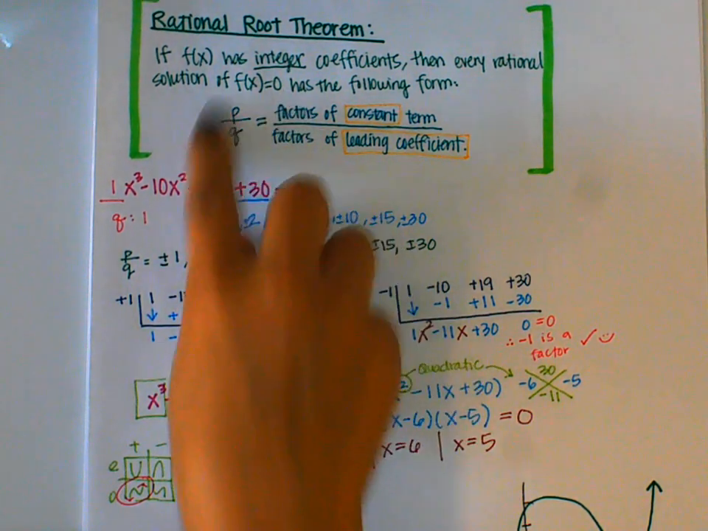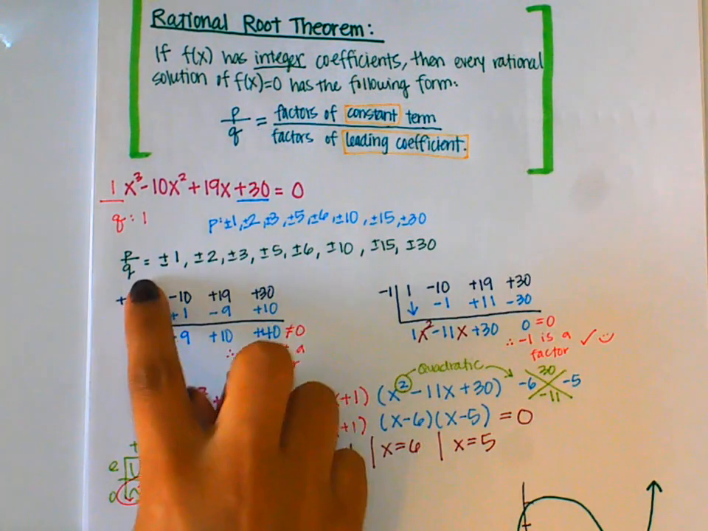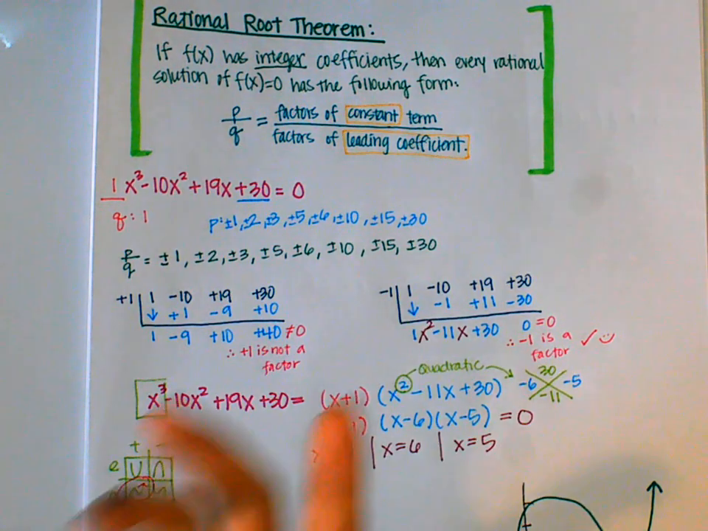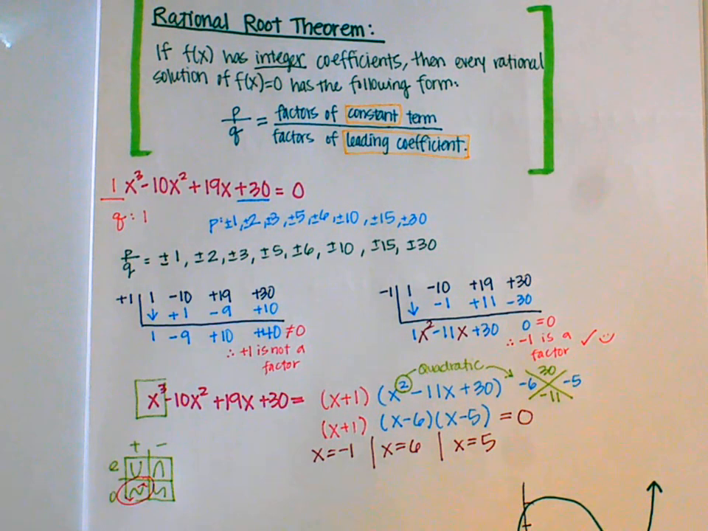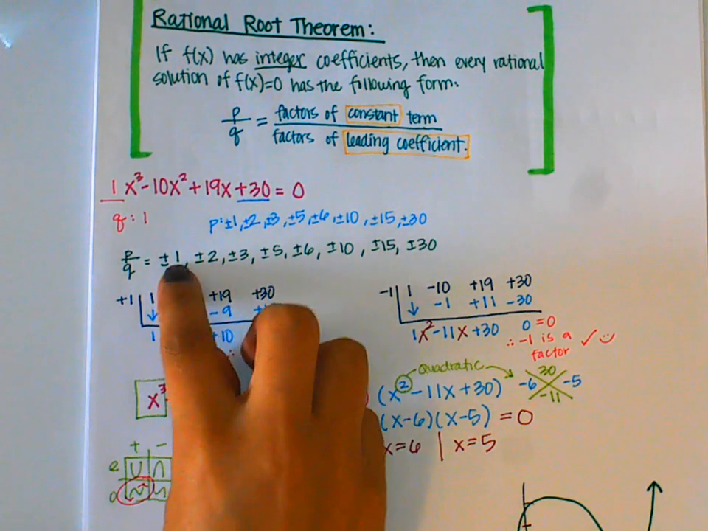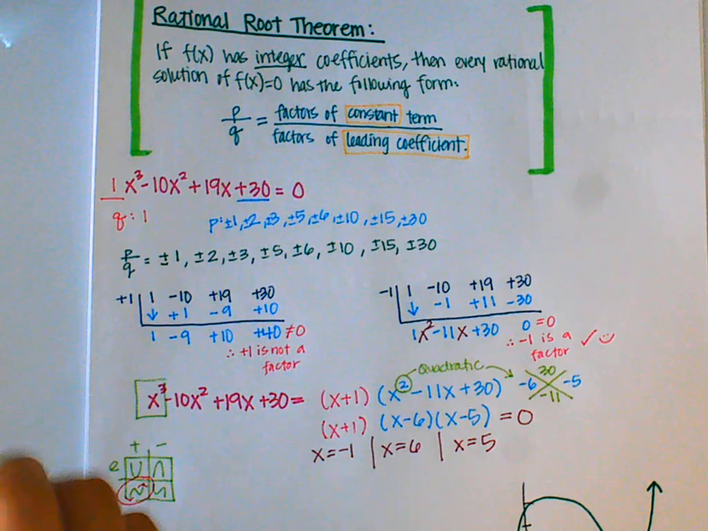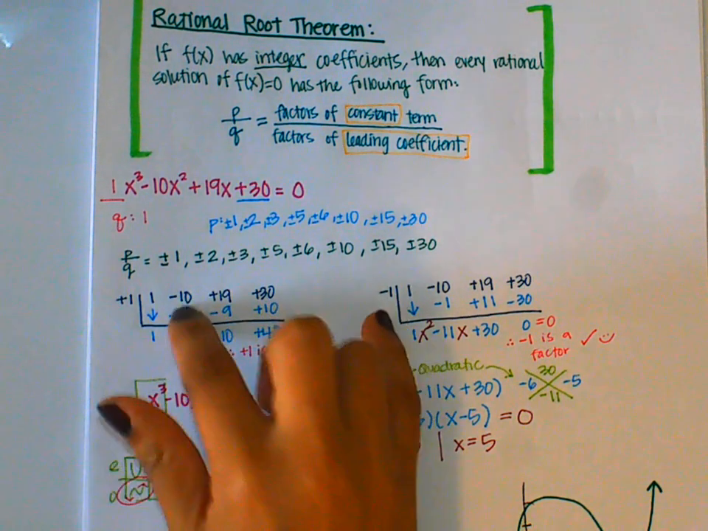And then you need to set it in this form. So we did all of the p's over all of the q's, and we got this. You would have gotten fractions if this was a different number. So for example, if that was a 4, you would have had to do it for every single one. You would have done 1 over 1, 1 over 2, and 1 over 4. So it gets really crazy really fast.